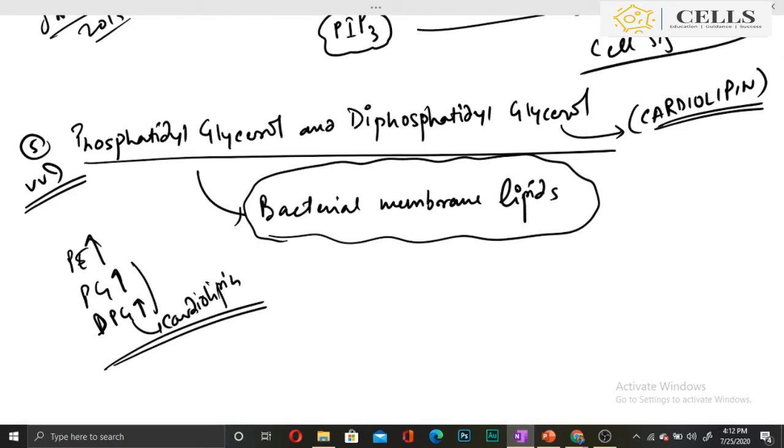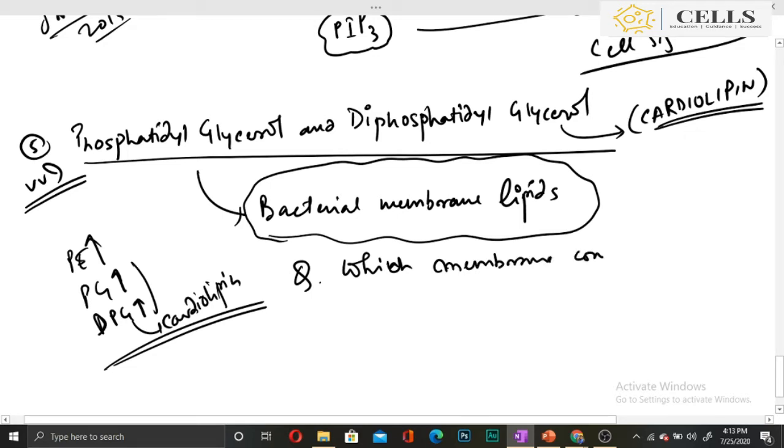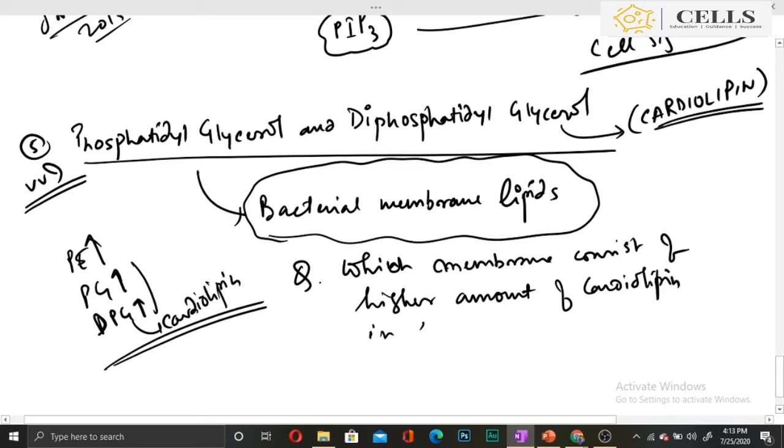Now, if the same question is asked in a different manner: which membrane consists of a higher amount of cardiolipin in eukaryotes? What will be your answer? Which membrane? Which mitochondrial membrane?